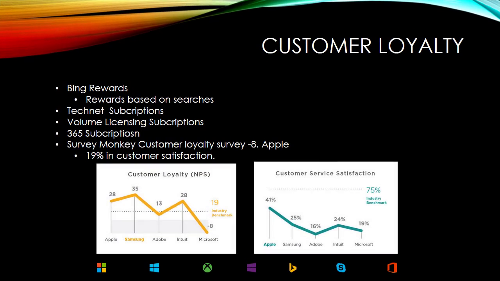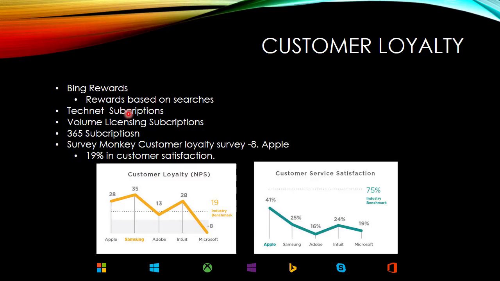Alright, so as we were talking about in chapter 6, managing and measuring customer relationships, what do they do to maintain these relationships? So they started this loyalty program with Bing. It's called Bing Rewards, and it's based on searches. As you search on the search engine, I think after 5 searches, you start accumulating points, which you can then trade in for gift cards.